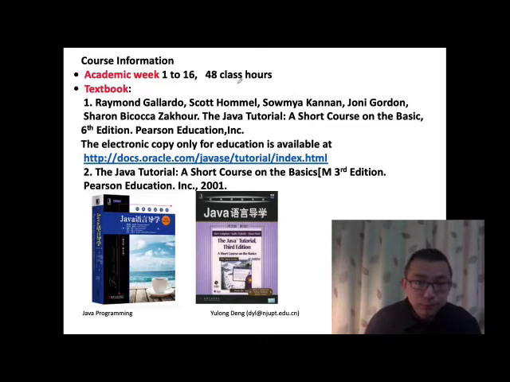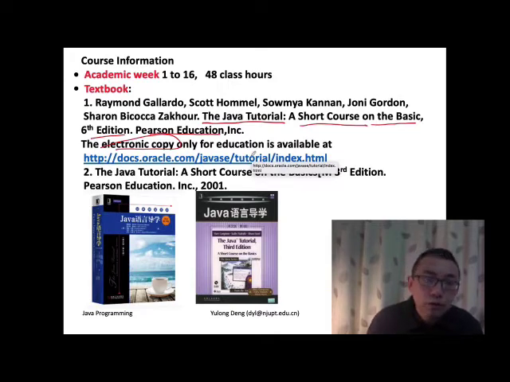The next is the textbook. We use this textbook. The name is Java Tutorial, A Short Course on the Basics. It's the sixth edition, published by Pearson Education. Well, how to get this book? You can get a soft copy of the book from the site. Check out the site and you can get a soft copy of the book for your course learning.